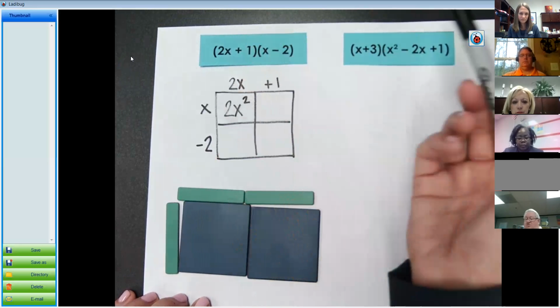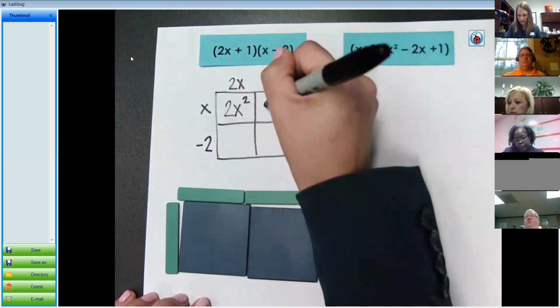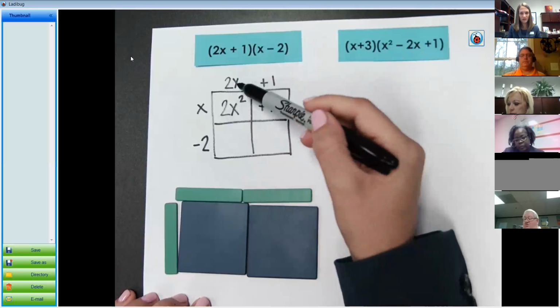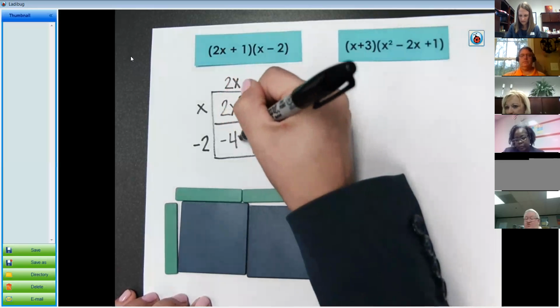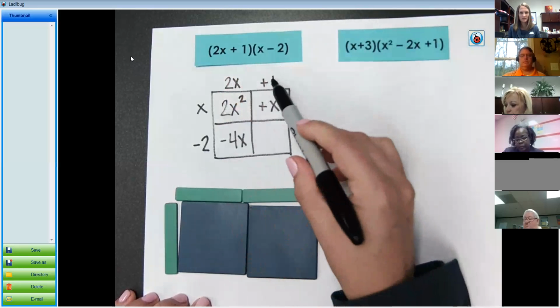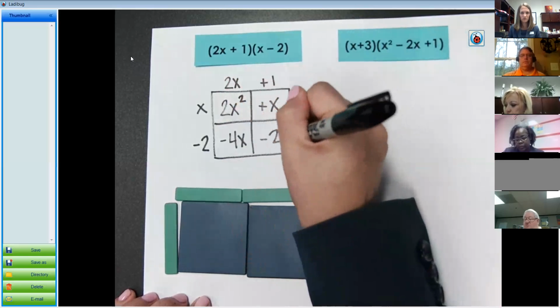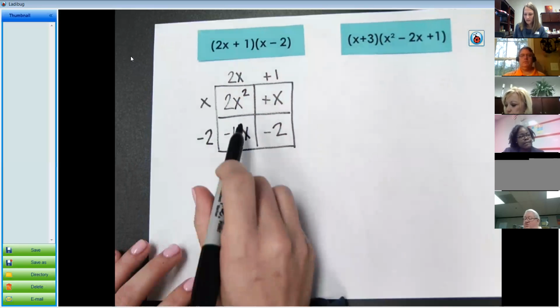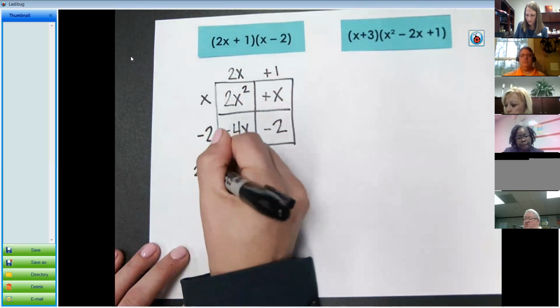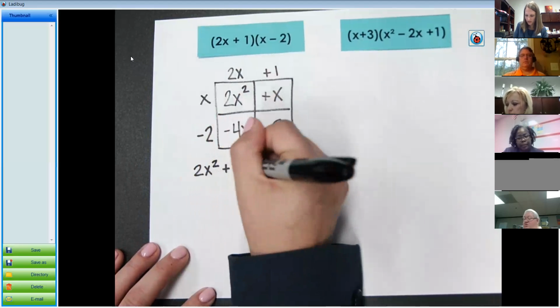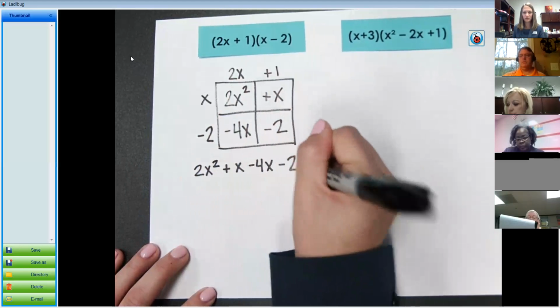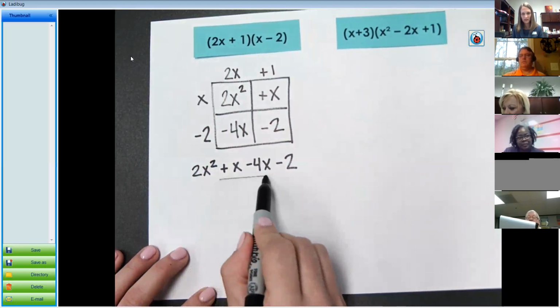What's x times 1? Well, just 1x, right? All right. What's negative 2 times 2x? It's negative 4x. What's negative 2 times positive 1? Negative 2. All right. Again, I could take that, and now I can expand it. So I've got 2x squared plus 1x minus 4x minus 2. And we know here's our like terms.